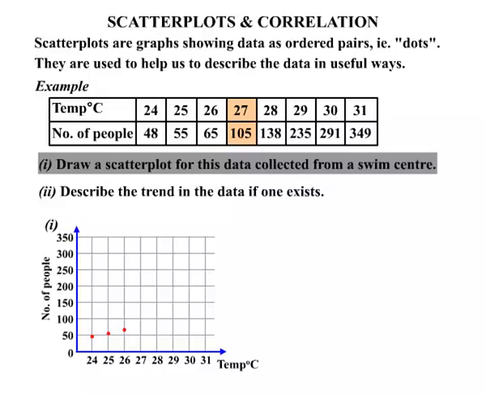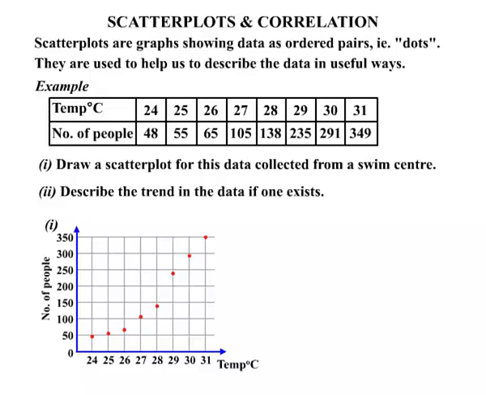27, 105. So 27 across, 105 up. 28, 138 would be there. 29 and 235 would be there on the graph. 30 and 291 would give us a point up there. And finally 31 and 349 would give us a point there. So we have drawn all the points in.